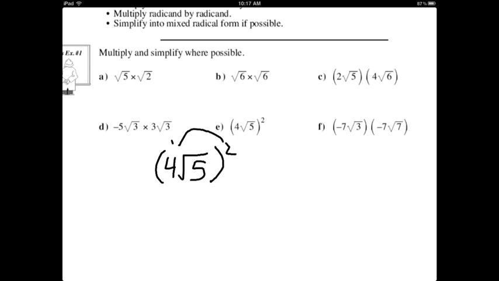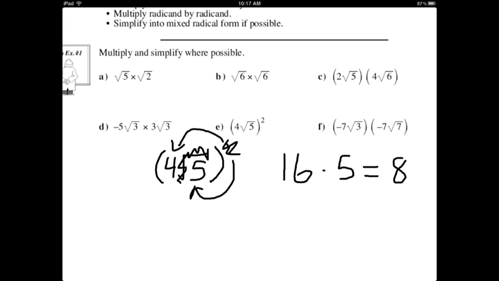For E, you have a mixed radical in brackets with a square on the outside. This square is going to affect both the coefficient and the radicand. So 4 squared is going to be 16, and root 5 squared, well, this square is going to remove that root sign. So that's just going to be 5. So 16 times 5 is equal to 80.